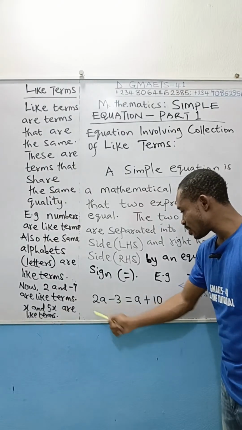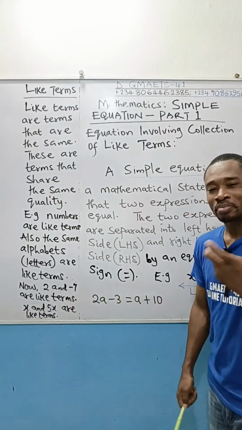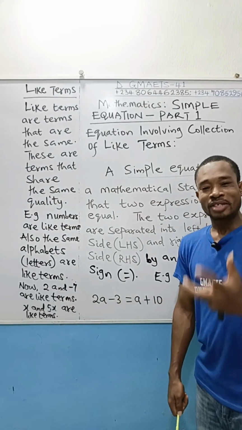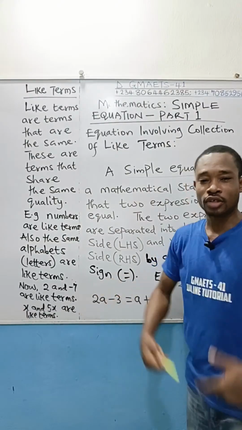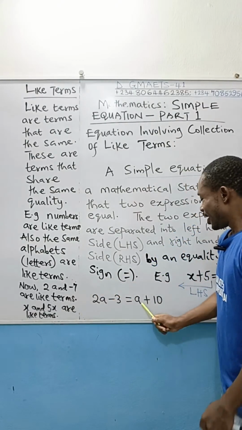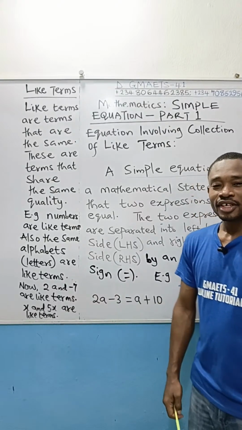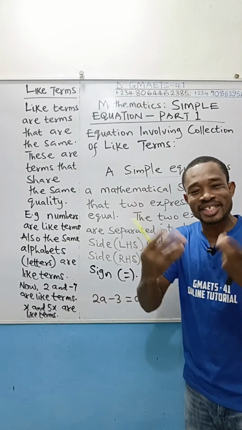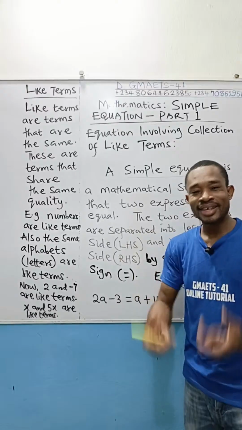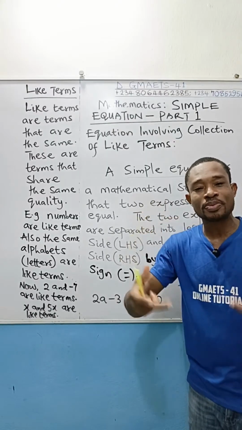These are mathematical statements. 2a minus 3 is a mathematical statement. It's a mathematical expression. A plus 10 is a mathematical statement. It is a mathematical expression.